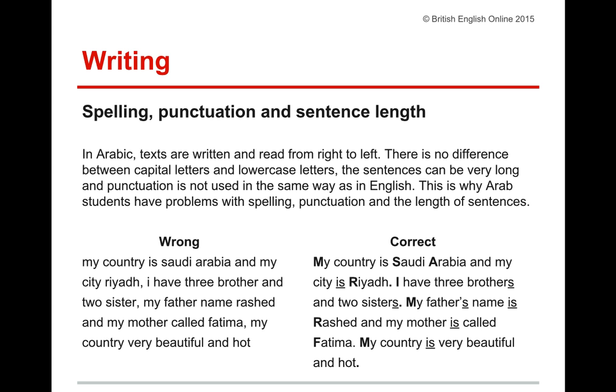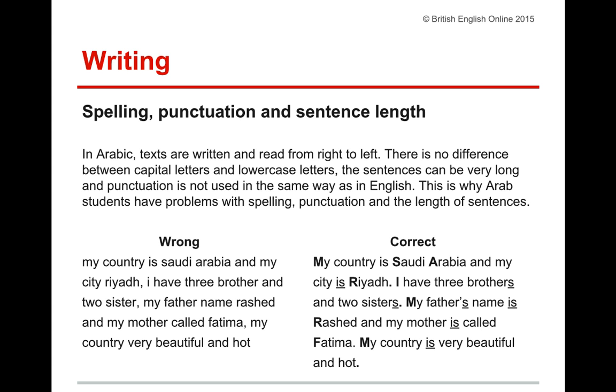So, as an example, a little paragraph would read like this in Arabic. "My country is Saudi Arabia and my city Riyadh. I have three brothers and two sisters. My father named Rashid and my mother called Fatima. My country very beautiful and hot." Phew! That's a long sentence. That's right. As you can see, capital letters are missing and the punctuation is not quite right either.